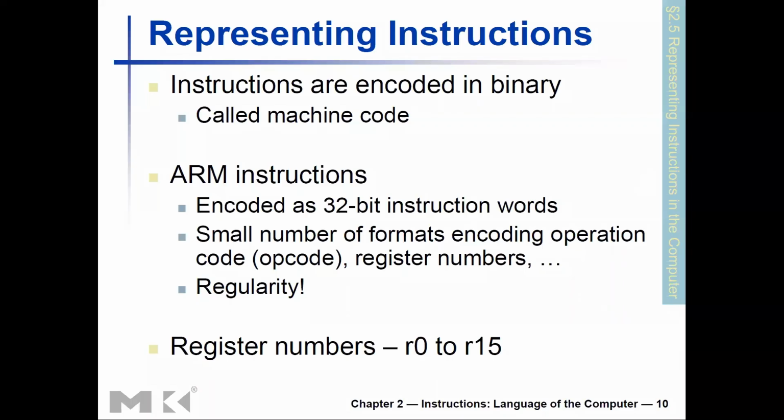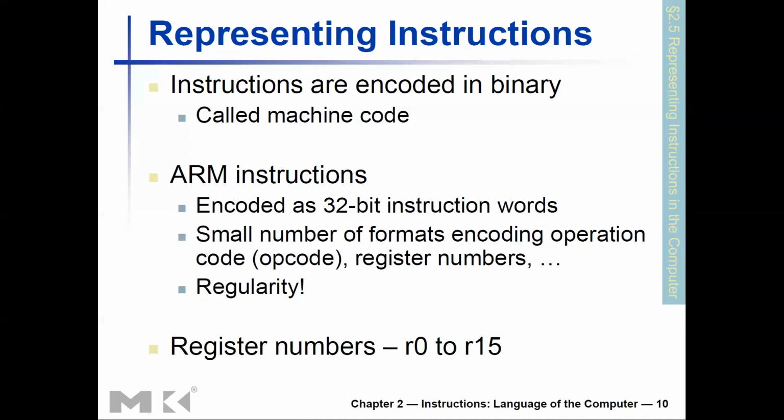These instructions encoded in binary, we call machine code. Machine code is the code that is going to be executed by a processor. A processor cannot understand anything other than ones and zeros, electrical signals. ARM instructions are all encoded as 32-bit instruction words. Every instruction is represented in 32 bits. It is not variable length. That is a property of RISC processors as well. You all know ARM is a RISC processor.